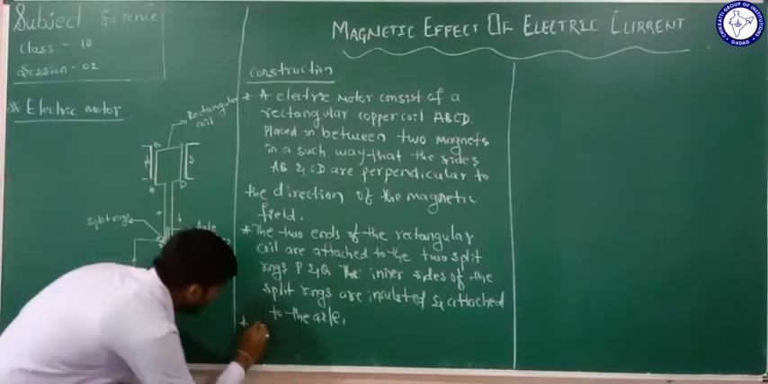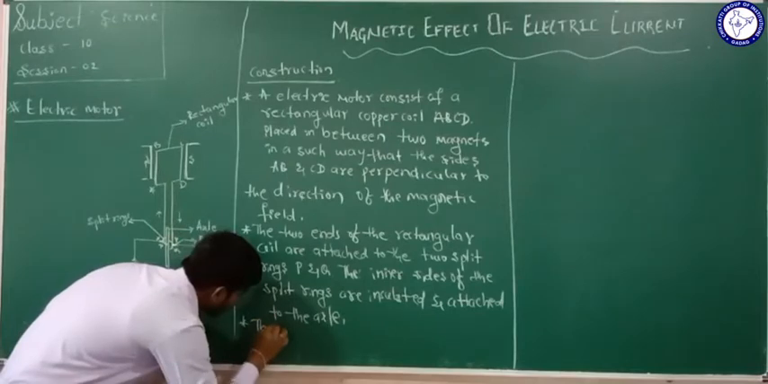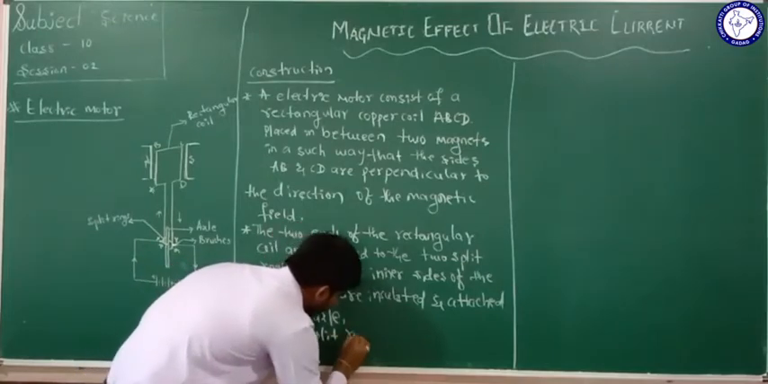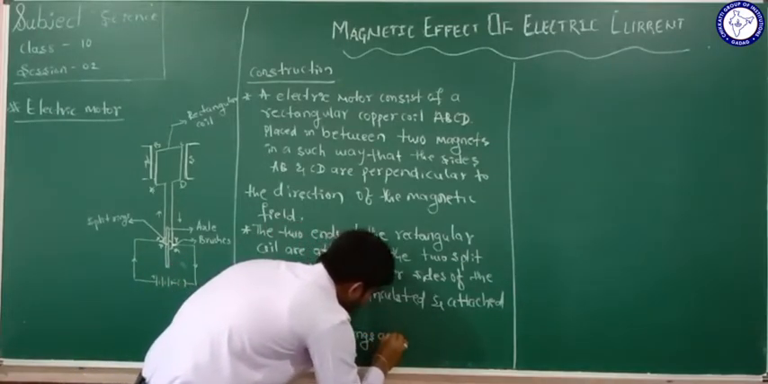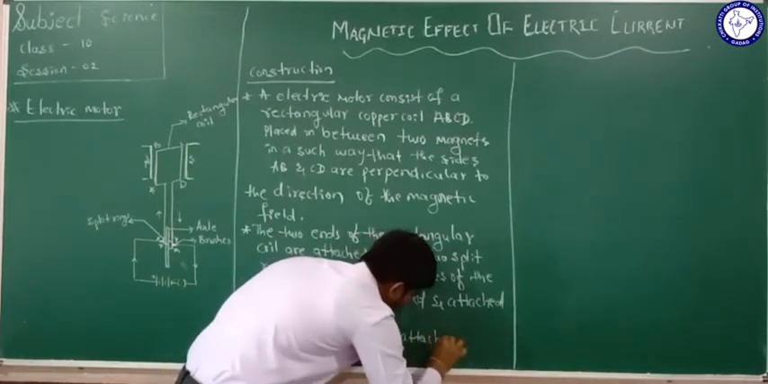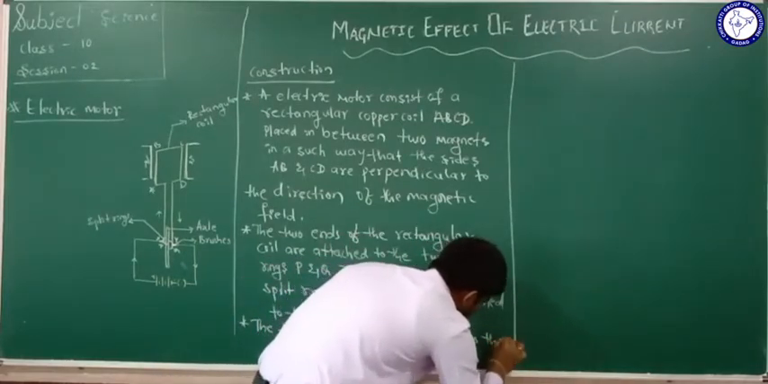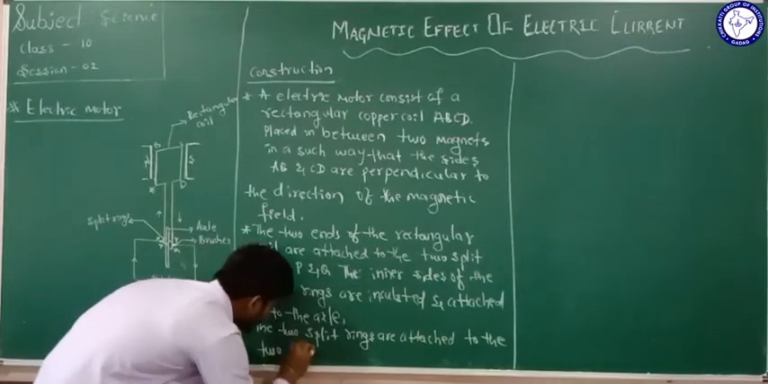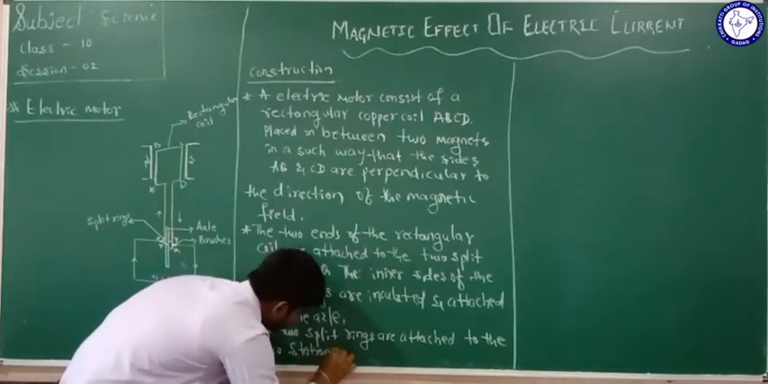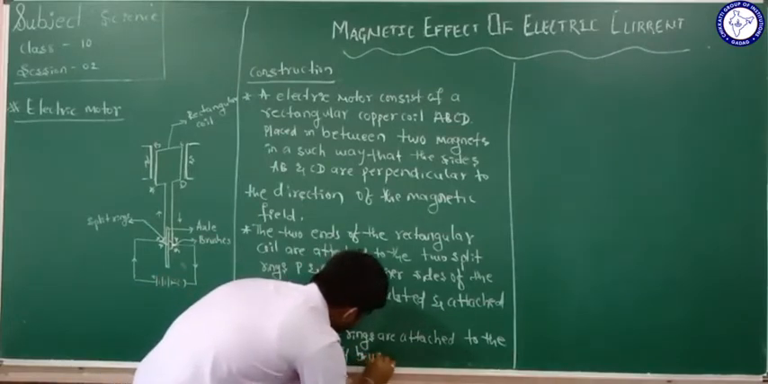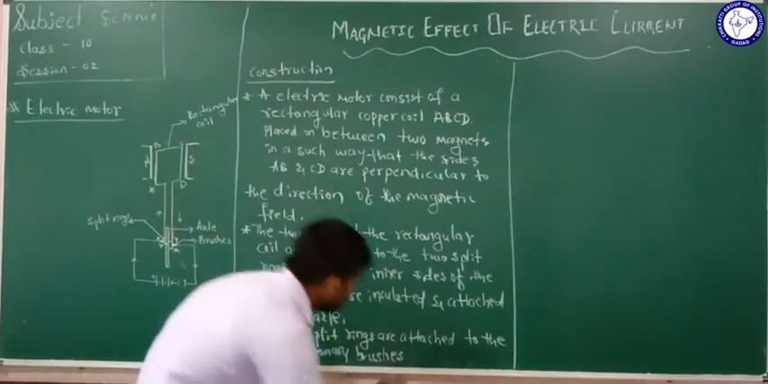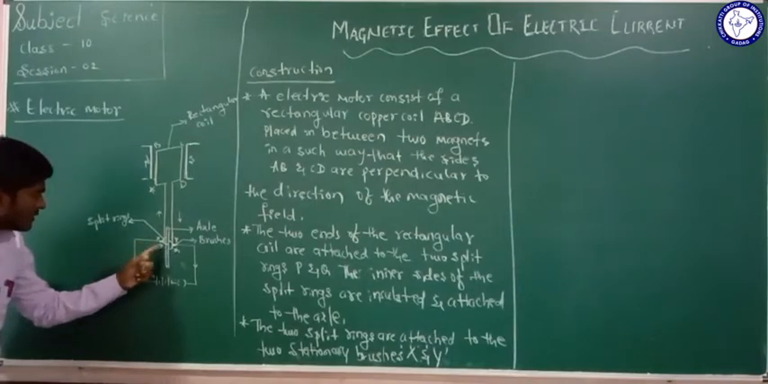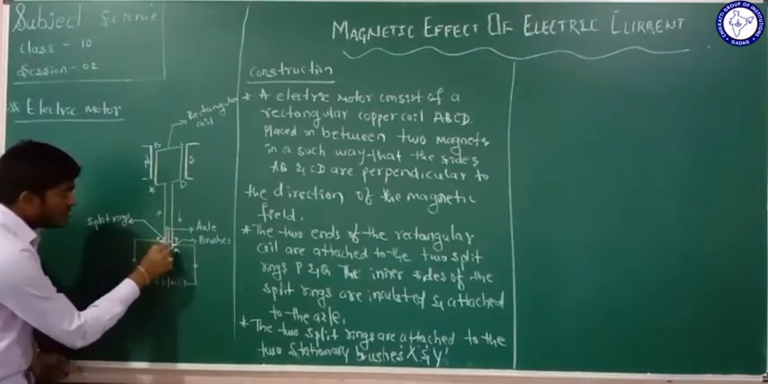Is it clear? The two split rings are attached to the two stationary brushes X and Y. See here, the two split rings are attached to the two stationary brushes X and Y.